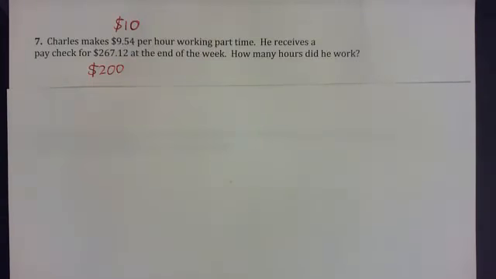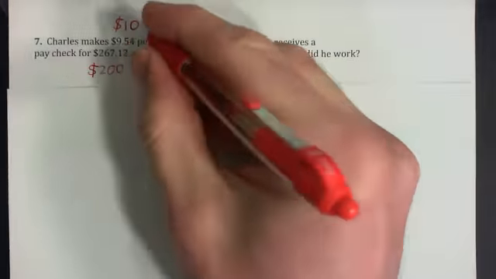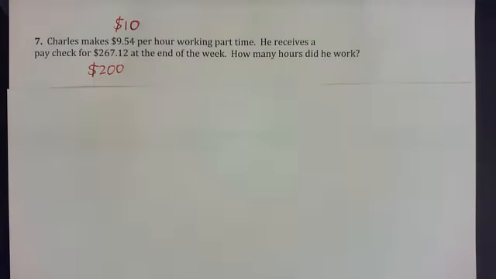Just solve that problem. If he makes $10 an hour and receives $200 at the end of the week, how many hours did he work? And how would you solve that? So you say the answer is 20 hours, but how did you get that? And you tell me, oh, it's 20 times 10 is 200. Yeah, but what operation can you do with these two numbers to come up with the answer 20, without just knowing that 10 times 20 is 200? What operation can you do?